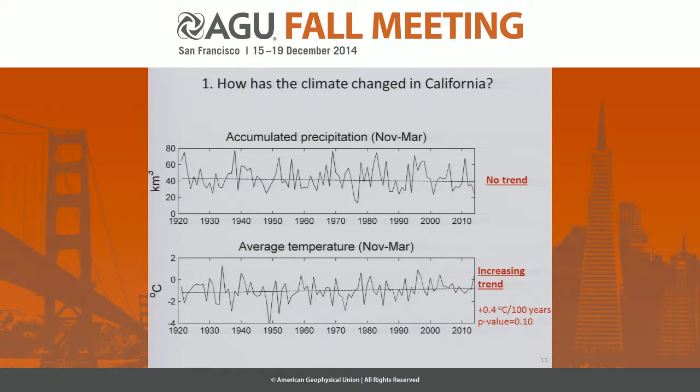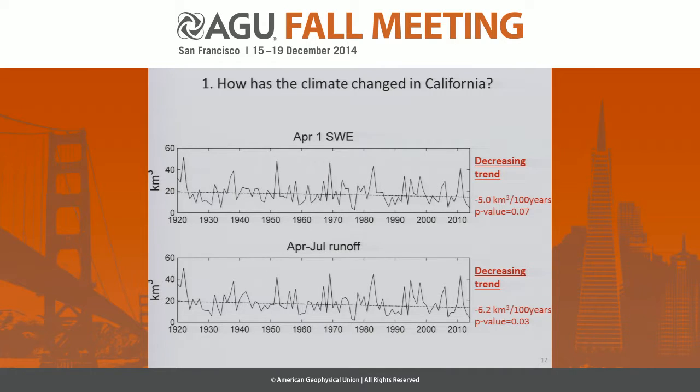Here, we can see that there's actually no significant long-term trend in winter precipitation, but there is a lot of variability. For average winter temperature, there is an increasing trend, which is about 0.4 degrees Celsius per 100 years. For April 1 snowpack, there's a decreasing trend. This lets us think that the increasing trend in temperature might be a cause of the decreasing trend in SWE, and we will further prove this point later in the presentation. Similarly, spring runoff has a decreasing trend because the runoff is mostly generated from snowmelt.